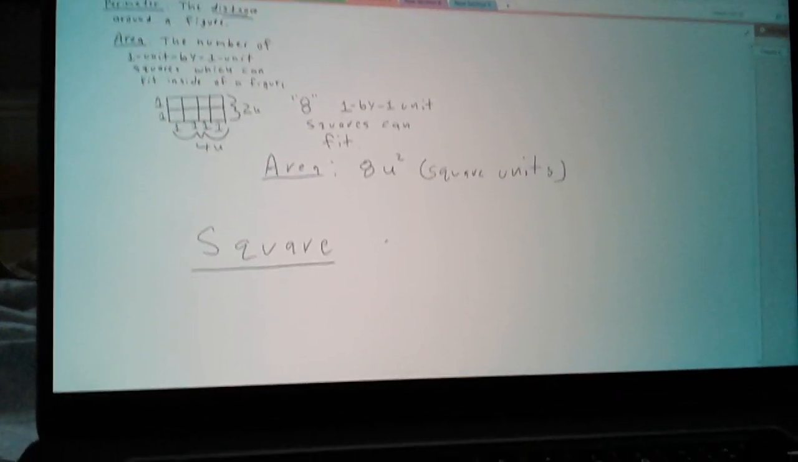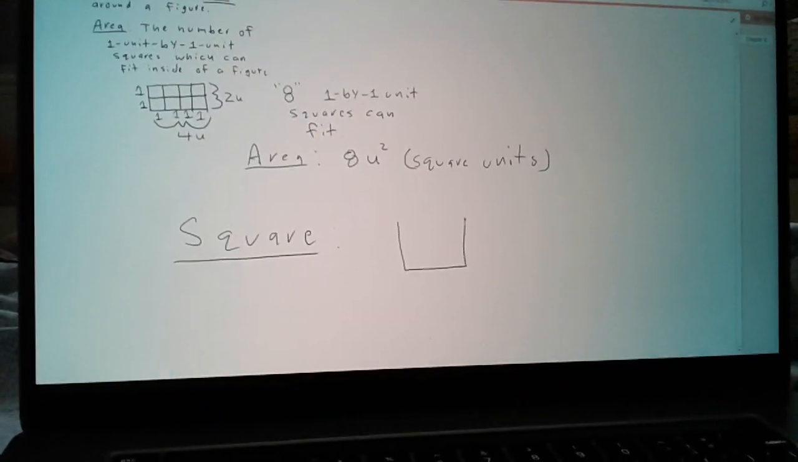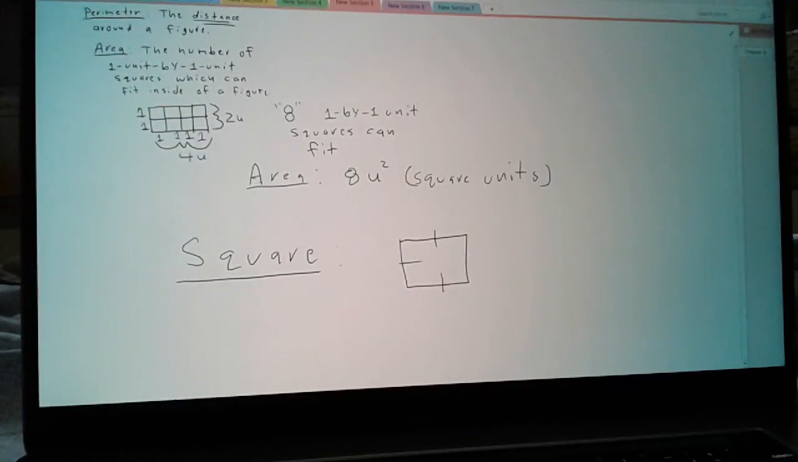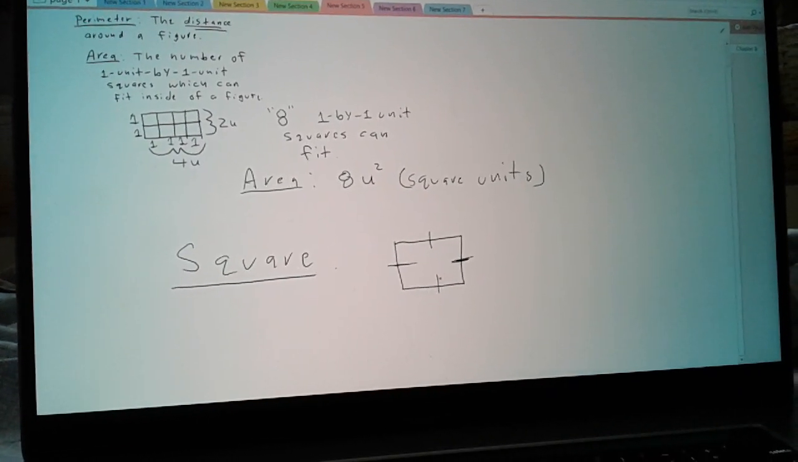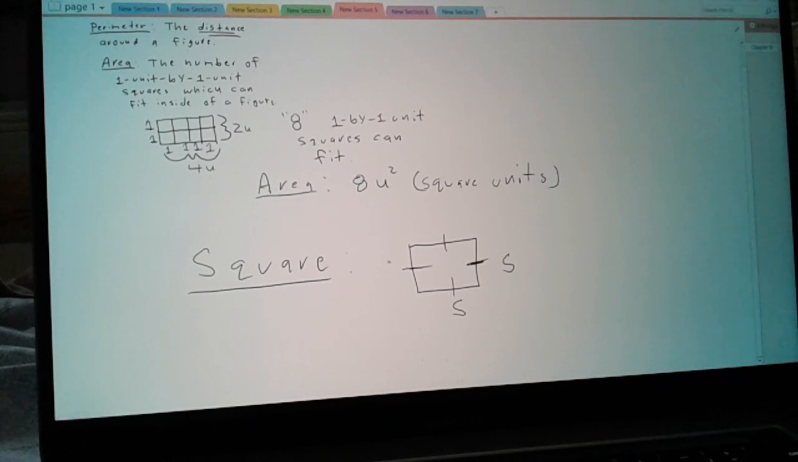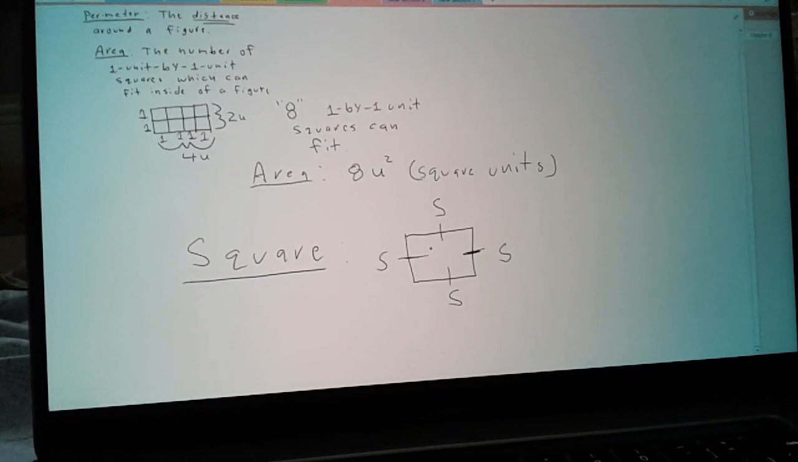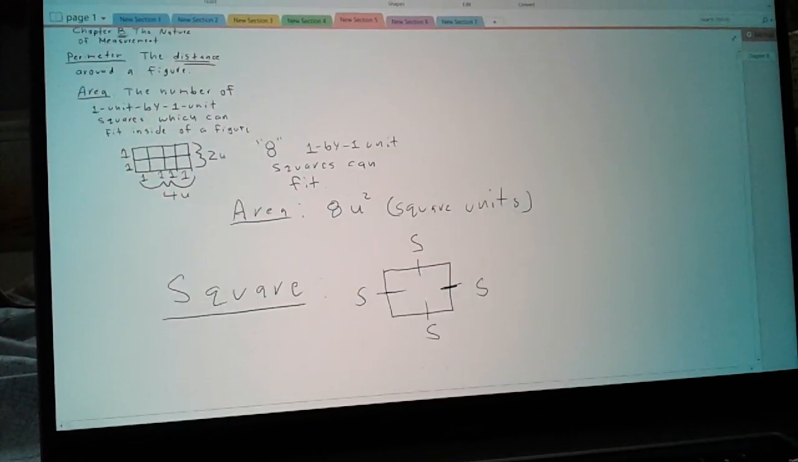So the first shape we have is called a square in mathematics. So you know what a square is. It's a polygon, a 4-sided figure where all the sides are the same. So every side S is the same, or congruent.